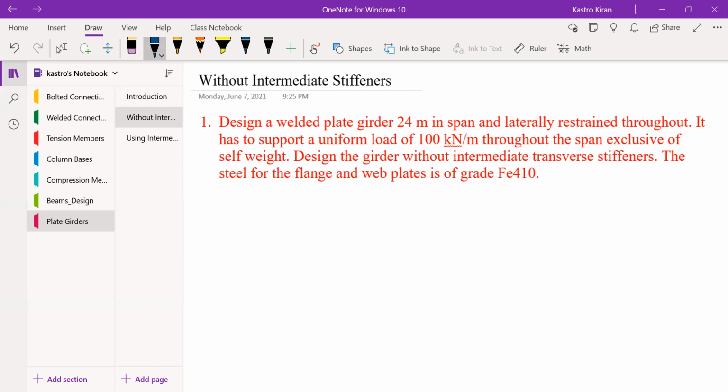So you have to design the plate girder without using intermediate transverse stiffeners, and the steel for the flange and web plates is of grade Fe410. So here in the problem, what you have to focus on is the conditions that are being given, and give them first preference. You are not going to use the intermediate transverse stiffeners. This is the first condition. And they have also said that the load which is given is exclusive of self weight. That means in this 100 kilonewtons of load, no self weight is included. That means you have to calculate the self weight of the plate girder also.